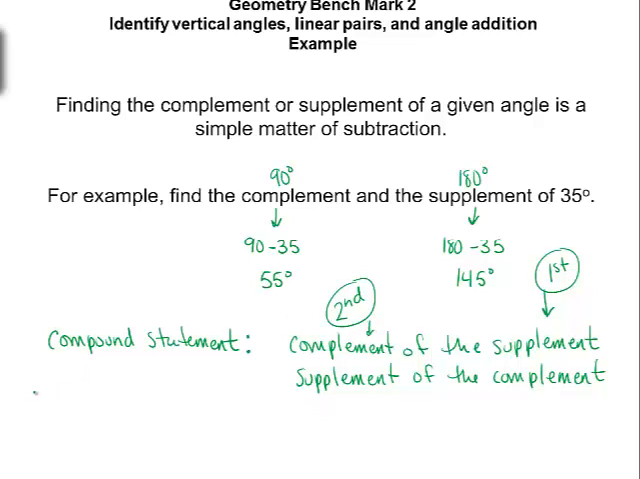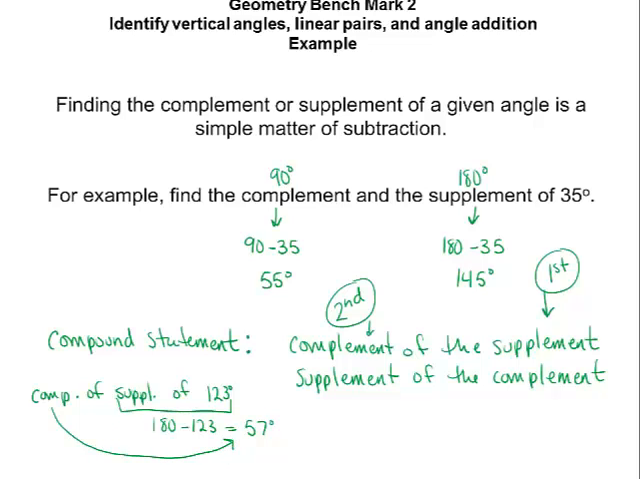Okay, so if I say to find the complement of the supplement of, let's say, 123 degrees, I'm going to find the supplement of 123 degrees first. So I'll do 180 minus 123, which is going to be 57. Then I find the complement of 57. So that'll be 90 minus 57, which is going to be 43 degrees. And that's my final answer.